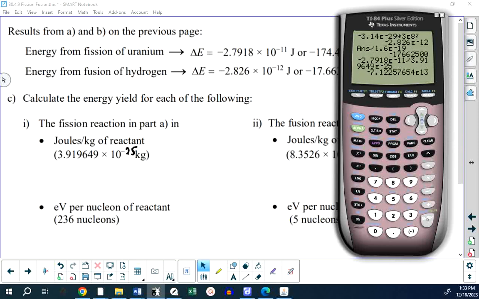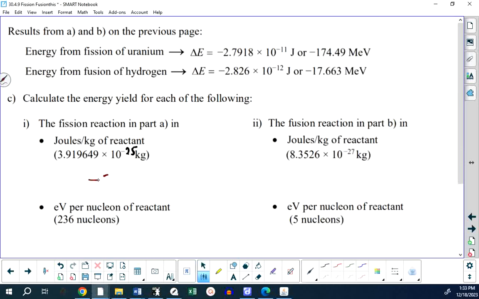What we get is that many joules per kilogram. And I don't care about the exact numbers here. This isn't going to be my point. You get in the neighborhood of 7 times 10 to the 13 joules per kilogram. Let's calculate it over here for the fusion. Let's take the energy released by the fusion reaction in joules and divide by the mass of the two hydrogen nuclei together.